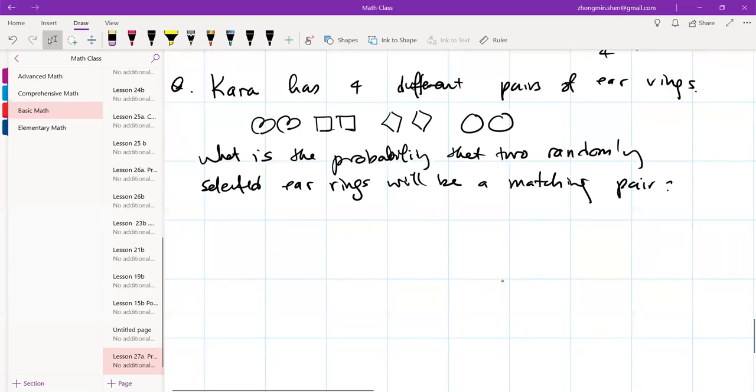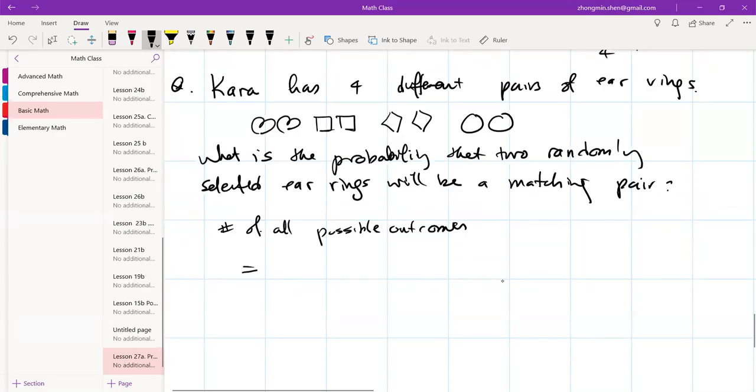All right, so you have a total of 8 earrings. Let's go step by step. The number of all possible outcomes, if the order doesn't matter. You pick up 2 earrings, but you grab 2 without counting the order. So what do you get?